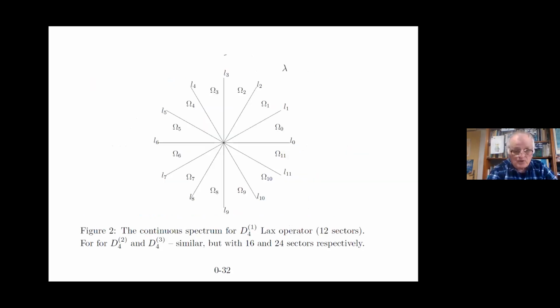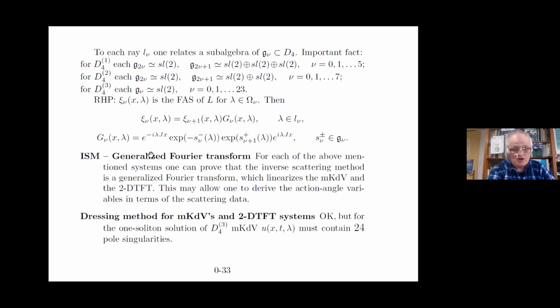And let me show you what is the result. The result is that the continuous spectrum of the Lax operator, which is relevant for the D4^(1) algebra, consists of these 12 rays, which go to infinity. And then we have 12 sectors. In each of these sectors, you can construct a fundamental analytic solution, and we can write down the corresponding Riemann-Hilbert problem. And of course, this means that the fundamental analytic solution in sector nu is related to the fundamental analytic solution in sector nu plus 1 by these sewing functions. And these sewing functions are related to something that could be called spectral data. Actually, they could be called spectral data for the Lax operator.